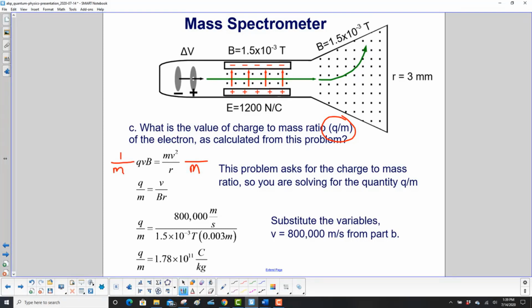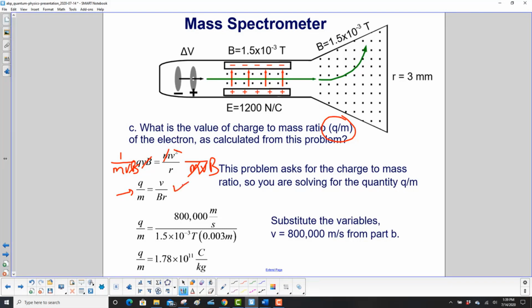So that'll give us Q over M, but then we have to get rid of that VB. So we'll divide the left-hand side by VB. We have to do the same thing to the right. And then let's see what happens to the left side. VB goes out, and we're left with Q over M. That's good. On the right side, M goes out. V cancels one of the V's here in the square, and we're left with V over BR.